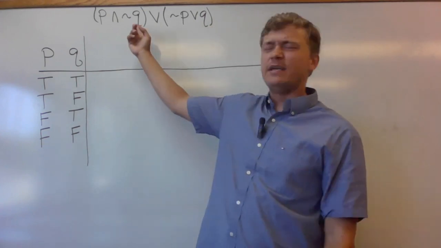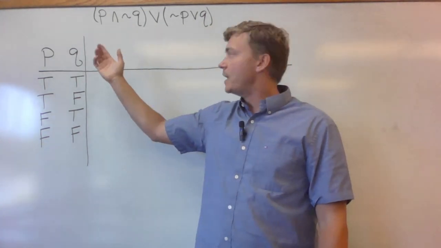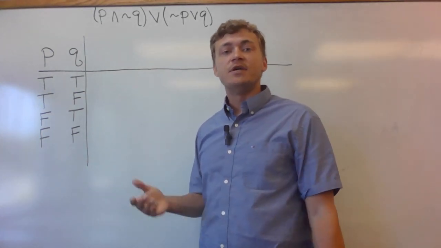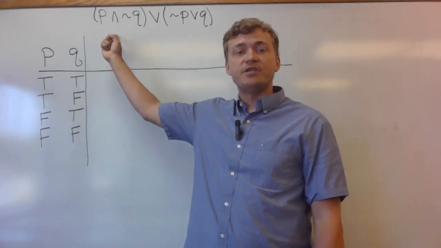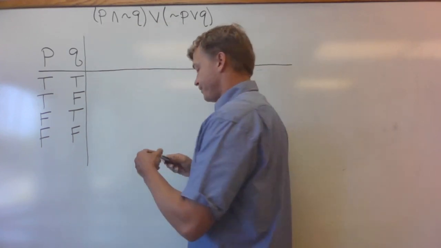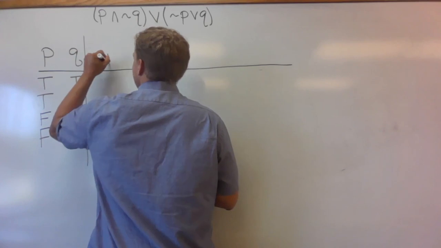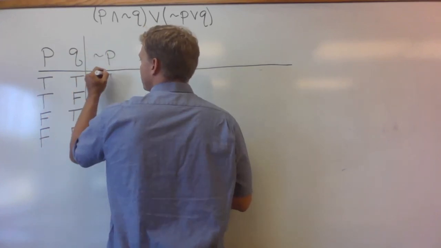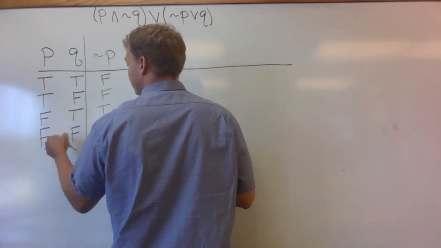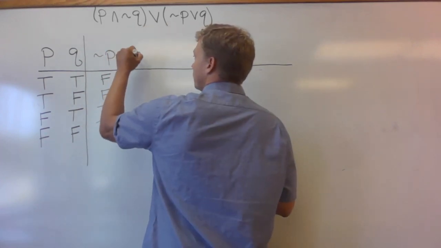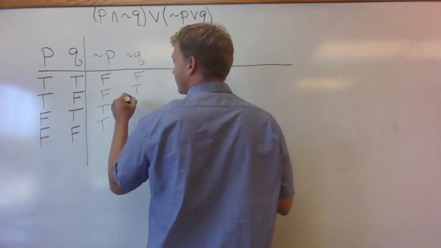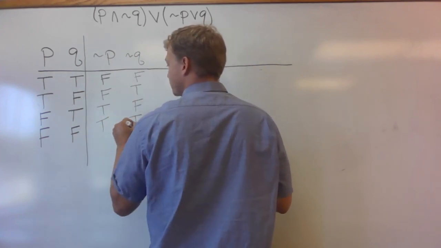And now here we see, well, if we have not Q and not P, it would benefit us to go ahead and create a column for those two separate negations. So we then can use them to find our conjunction, our disjunction, and then finally our remaining disjunction. So not P, true becomes false, true becomes false, false becomes true, false becomes true. For not Q, true becomes false, false becomes true, true becomes false, false becomes true.